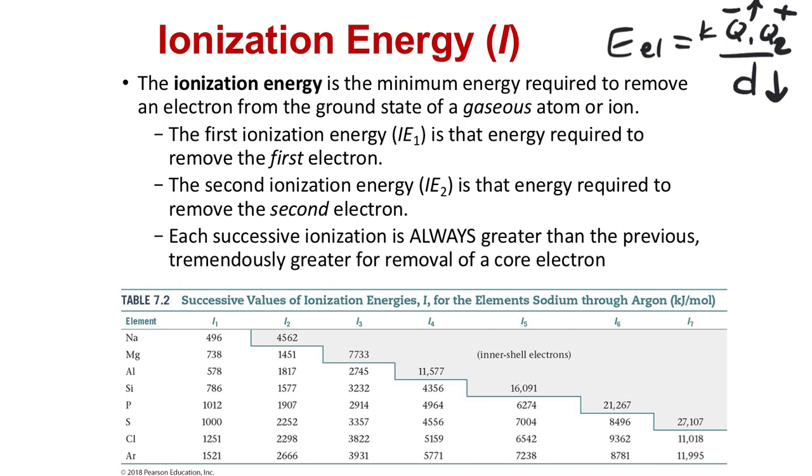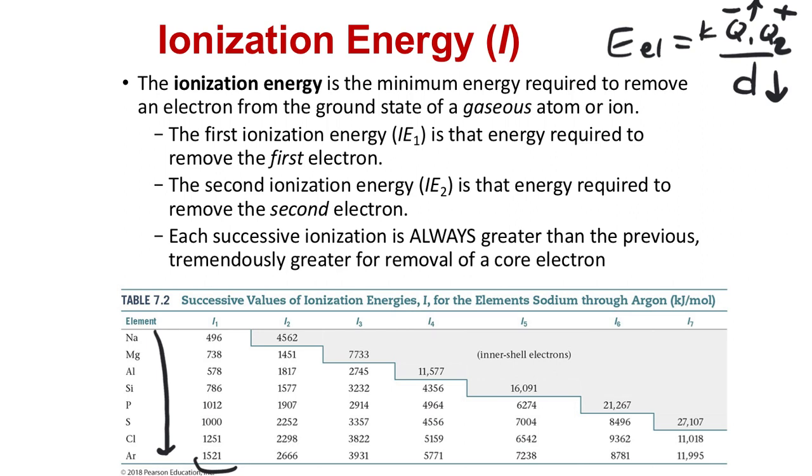And so the left to right trend, if we look from top to bottom in this chart, is the left to right trend for sodium on across to the noble gas. Sodium is about 500 kJ per mole to remove 1 electron from sodium. And then for argon, it's about triple. It's about 1,500 kJ per mole to remove 1 electron.